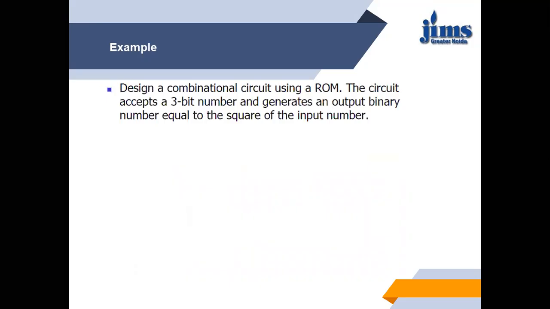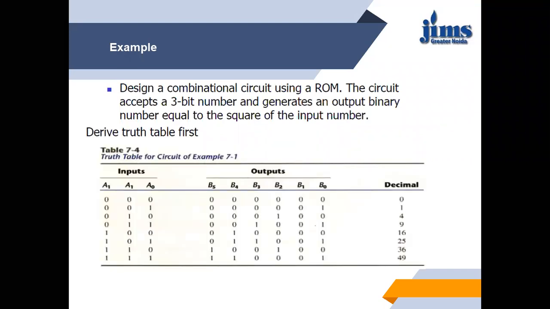Now consider an example: design a combinational circuit using a ROM. The circuit accepts a 3-bit number and generates an output binary number equal to the square of the input number. So the question is clear: the input is 3 bits and the output is the square of the input. So first derive the truth table. It is table 7.4 in your book. The inputs, sorry it is wrongly written, are A2, A1, A0.